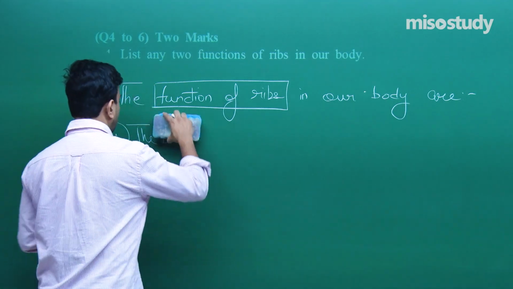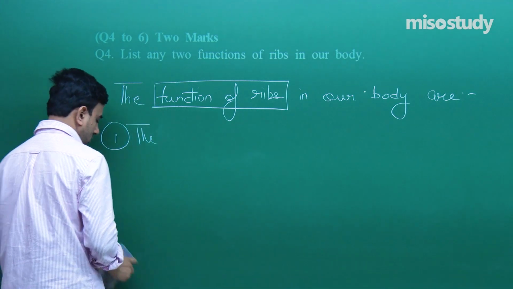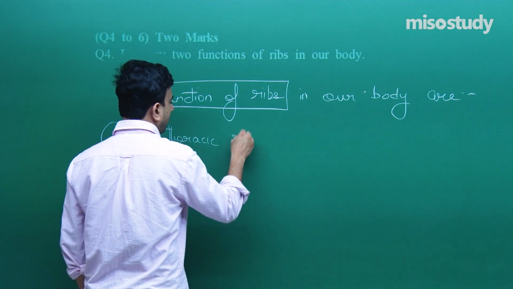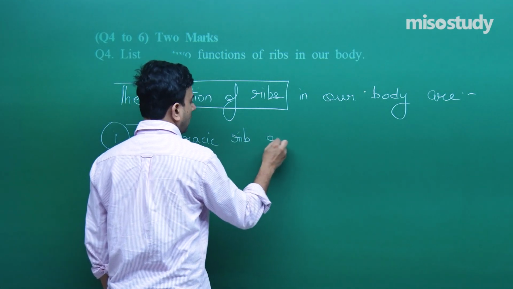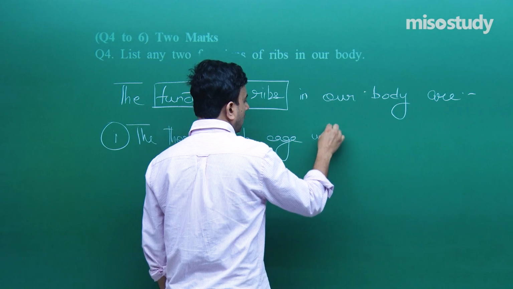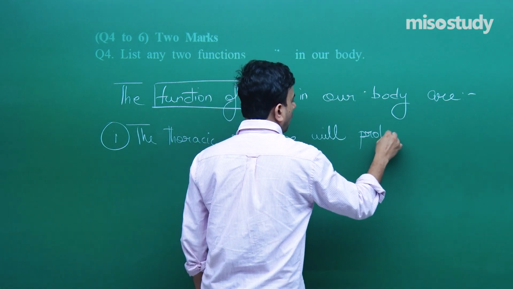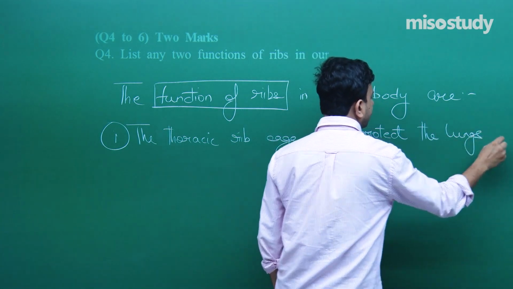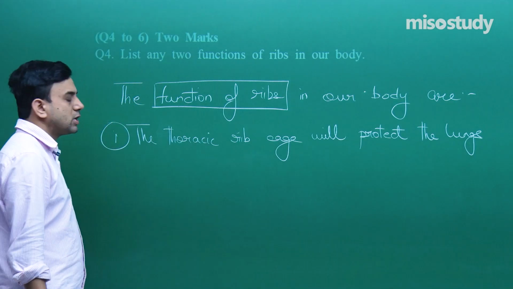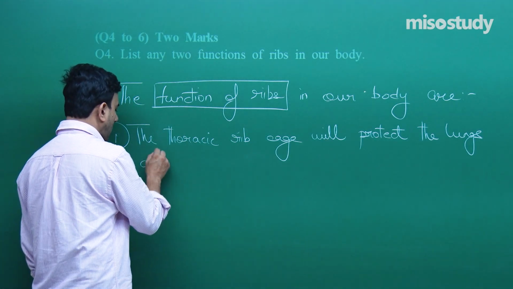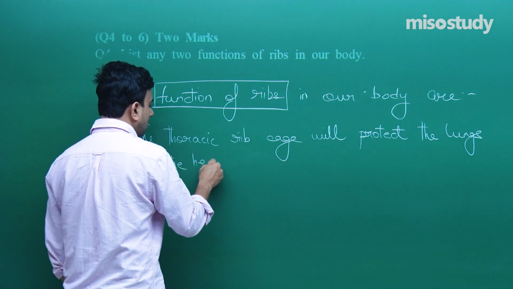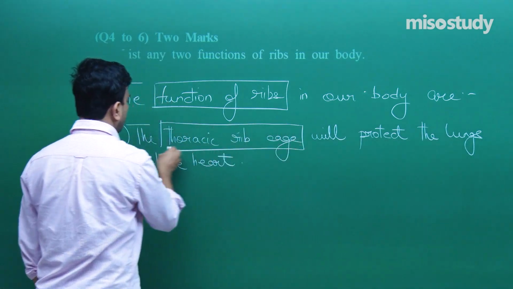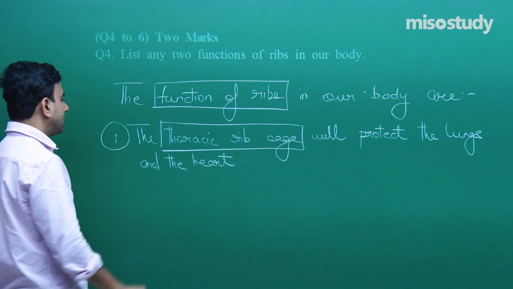The thoracic rib cage will protect the lungs and the heart.